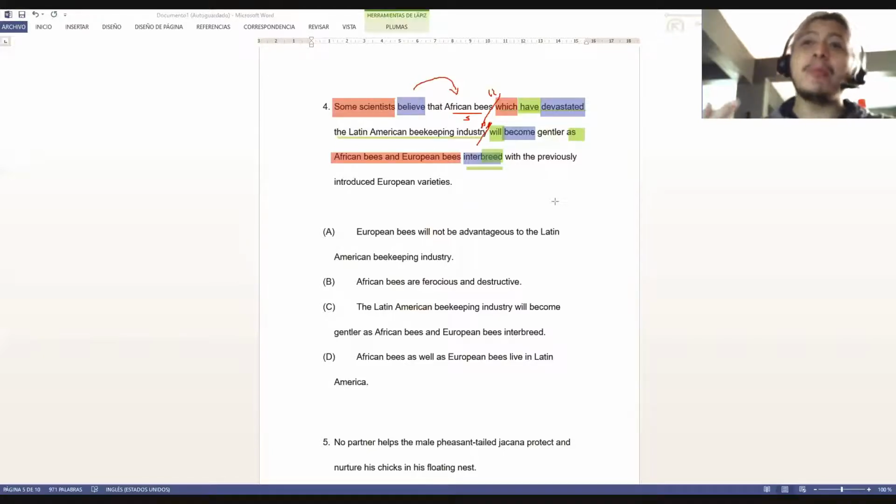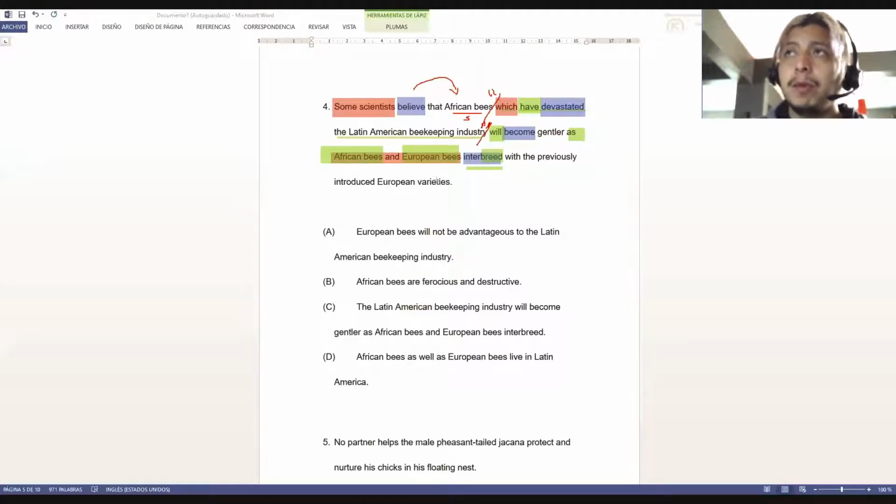A breed, as a noun, is a variety of animals. As a verb, breeding means reproducing them. And interbreeding means reproducing them with different breeds. So you're making mixtures. You're making kind of like Frankensteins, but they are the same species. So African bees and European bees are both the same type of animal. They are both bees. And when they interbreed, when they reproduce with each other, they will become gentler. They will become gentler when they mix with the previously introduced European varieties.